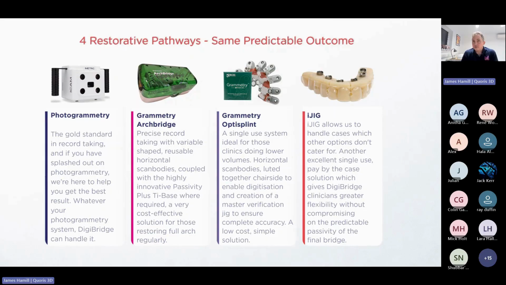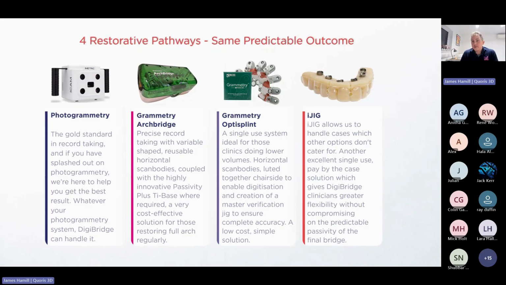And this has led to the creation of grammetry by our colleagues Rowe in the USA. And within grammetry, we've got 2 distinct pathways. We've got ArchBridge, which is their designed horizontal scan body that is unique in the UK and in Europe to Chorus 3D. And this is designed for a fully digital model-free workflow with the added benefit of the passivity plus tie-base, which I will come to. This will guarantee you passivity with these cases, and this is ideal for clinics who are doing a few bridges, maybe 4 or 5 over a course of a couple of months, because it's a reusable system.